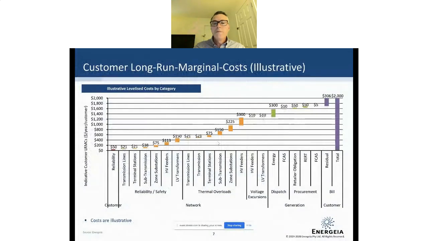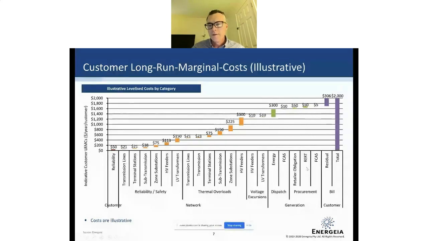So ultimately, and this is illustrative, I need to highlight, a customer or consumer pays a certain amount per annum, and this might be a typical retail electricity consumer. Now, a portion of that is due to a range of industry supply costs, including the cost of reliability and safety, often for replacing aged assets, the cost of thermal overloads. And those thermal overloads are not only due to increasing peak demand, but in the future, they're likely to be due to increasing exports as well. Voltage management, or addressing of voltage excursions. And this is just in the network portion.